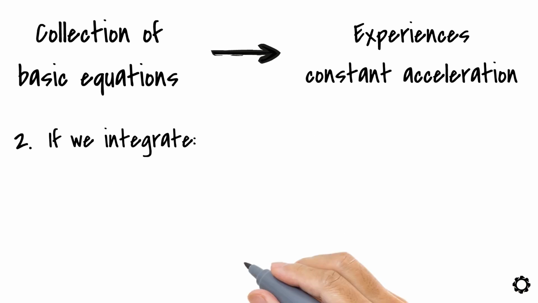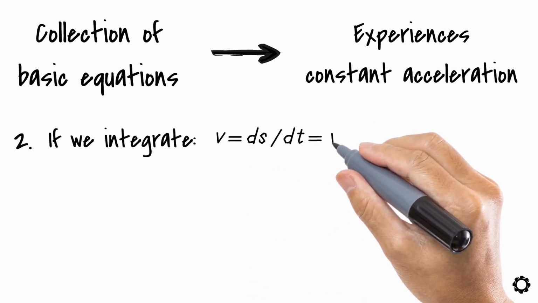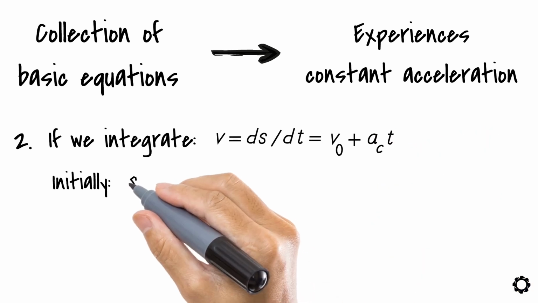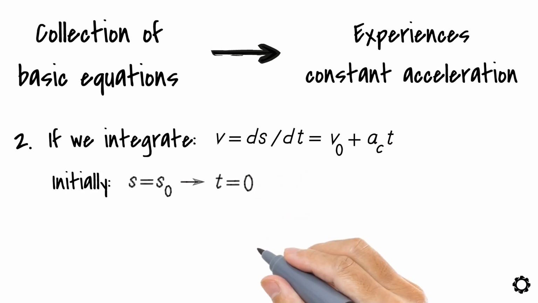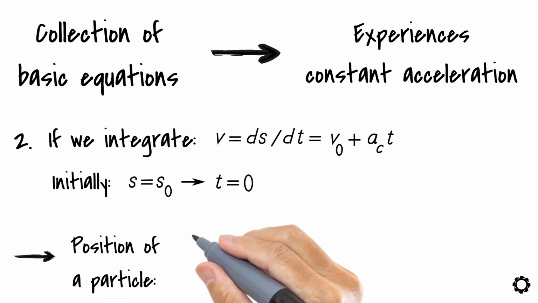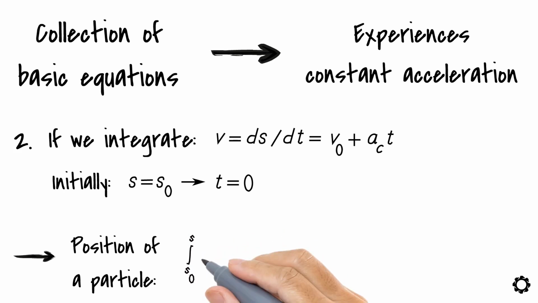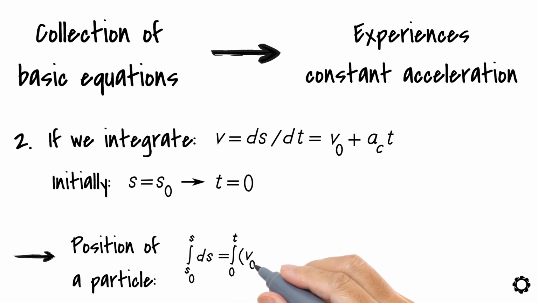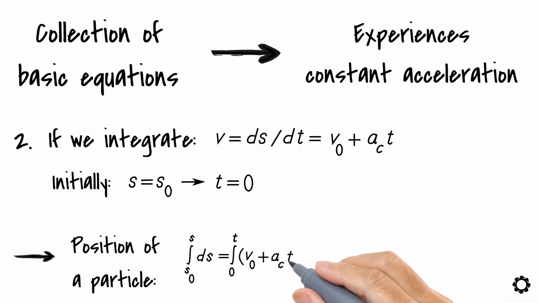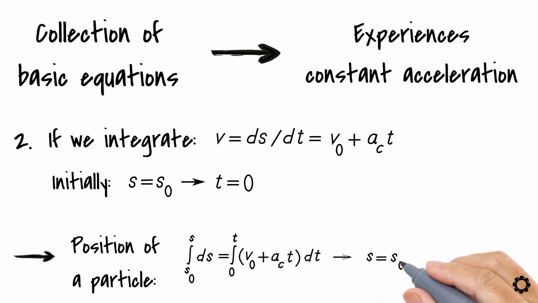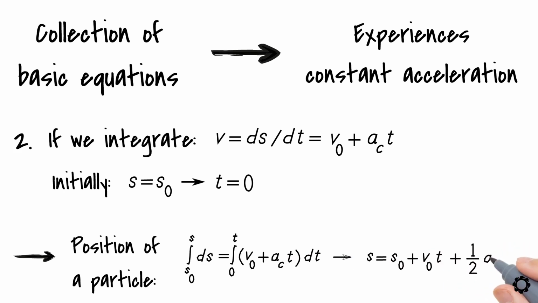Likewise, if we integrate v equals ds by dt equals v0 plus ac times t, and assuming that initially s equals s0 when t equals 0, then we obtain the following equation for the position of a particle as is shown here. Integration from s0 to s of ds equals integration from 0 to t of v0 plus ac times t times dt, which gives s equals s0 plus v0 times t plus half of ac times t squared.